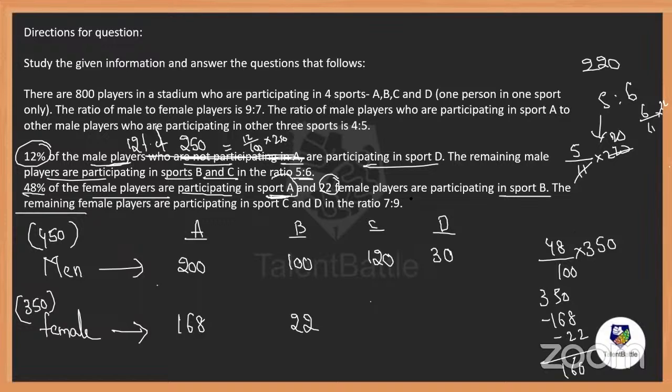This 160 is divided in the form of 7:9. So how can we divide 160 in the form of 7:9? 160 into 7 by 16, which is 70. And next will be 90, 160 into 9 by 16. So we got all the values.